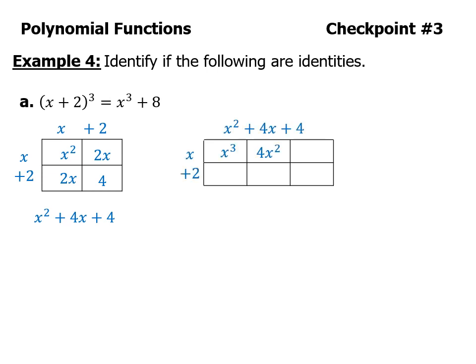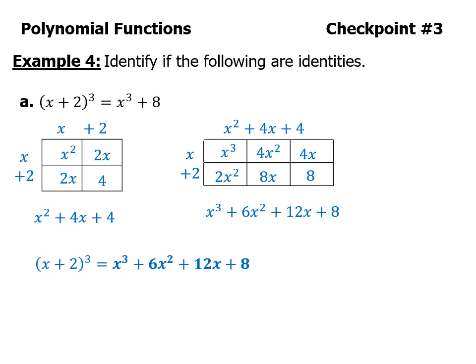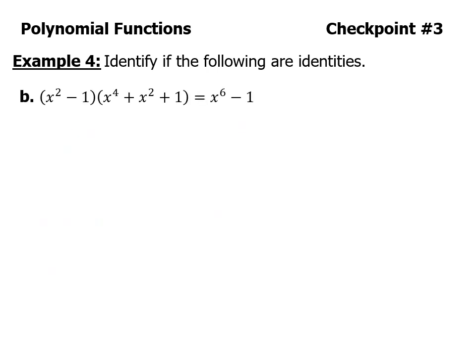So we get x cubed, 4x squared, 4x, 2x, 8x, and 8. Combine all those, we get x to the third plus 6x squared plus 12x plus 8. That does not equal x to the third plus 8. That means this is not an identity because the left side does not look exactly like the right side when you simplify.